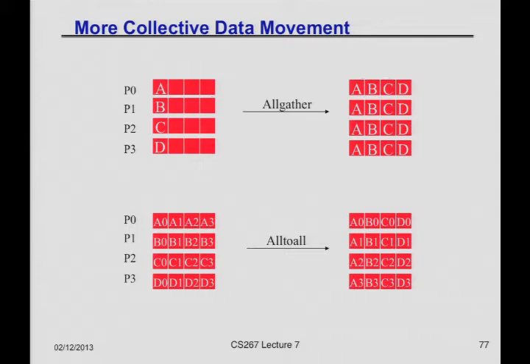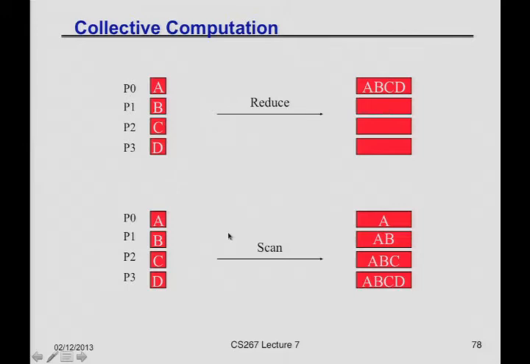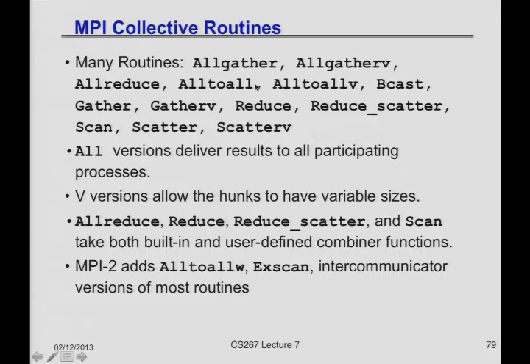So here's reduction. I've already showed you that one, just to complete the pictures. And then there's the scan, where I want to compute all the prefix operations, A, A plus B, A plus B plus C, and so forth. Let me put on one page the list of all of these different routines. There's gather, reduction, broadcast, scatter, and scan.